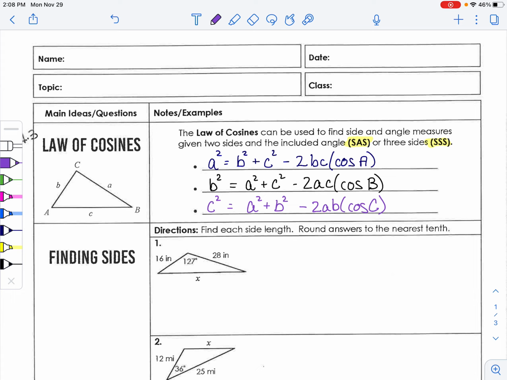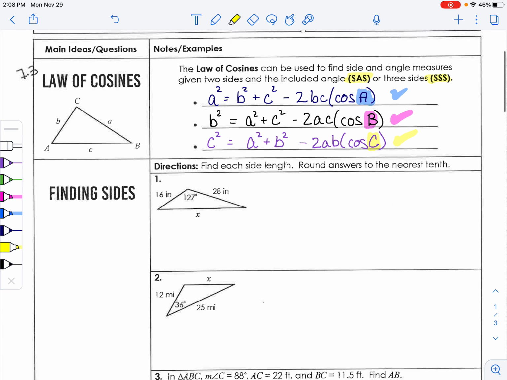The biggest thing that you probably want to pay attention to is the angle. If you are using or finding angle A, then you better use this version over here. If you are using or finding angle B, then you got to use that one. That's the only version that has angle B in it. And if you are solving for or using angle C, you have to use that bottom version. That's the only version that includes angle C.